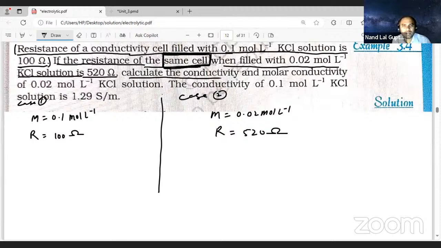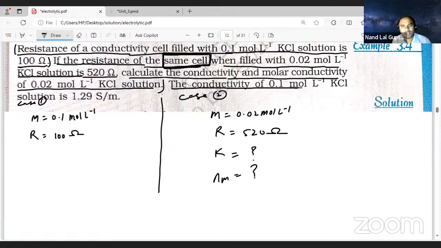Calculate the conductivity and molar conductivity of the 0.02 mole per liter solution. They are asking for K, and they are also asking for lambda m. Next, they are saying the conductivity of 0.1 mole per liter KCl solution is 1.29 Siemens per meter. So here they have given 1.29. But here the concentration changes, which means the conductivity will also change.